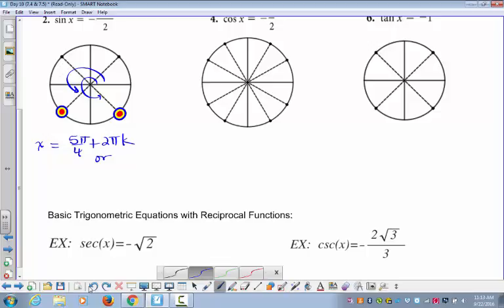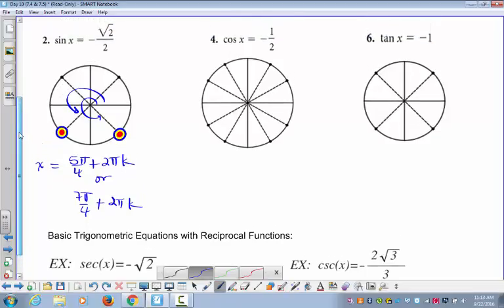Or we could be at 7 pi over 4 plus 2 pi k. So that's how we do it. That's how we get to all infinite solutions. And that's how we get to the solutions that are showing up in quadrant 3 and 4. And I refer to this angle here as a representative angle for that group in quadrant 3, and this is a representative angle for the group in quadrant 4. And that representative angle is between 0 and 2 pi. It's not too crazy yet.